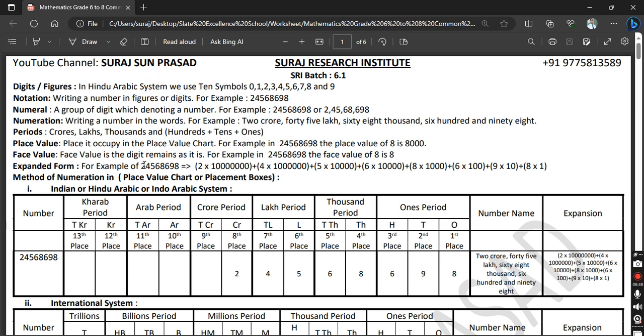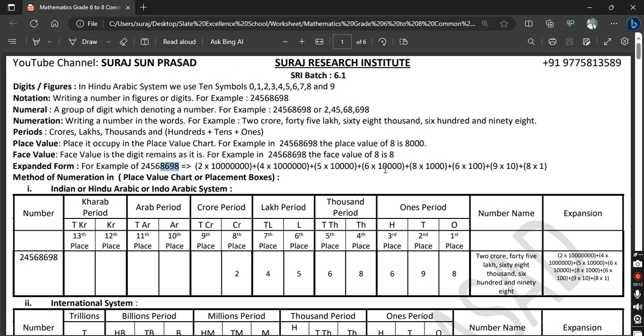After 2, if I write the first digit 2, after that, how many digits are there? As I already told you, digits and figures are simply the numbers. So that many zeros I will insert here. Similarly, the next number is 4. After 4, how many digits are there? Again, I will insert that many zeros. Similarly, after 5, again, how many digits are there? That many zeros. Again, after 6, how many digits are there?